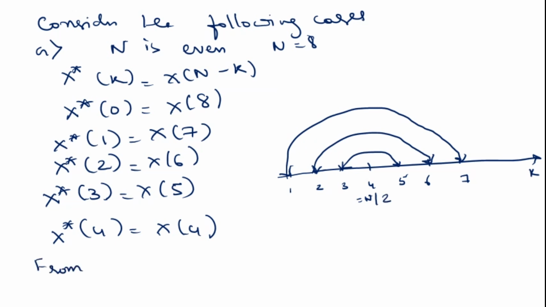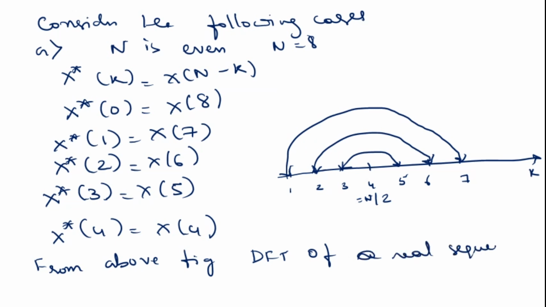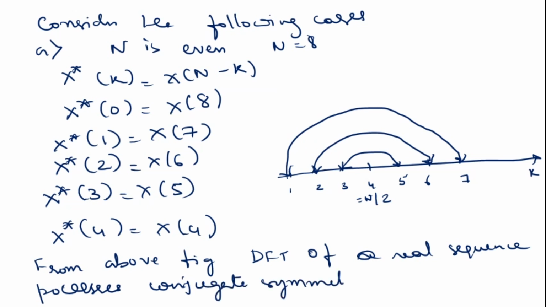So from the above figure, the DFT of a real sequence possesses conjugate symmetry above the midpoint.